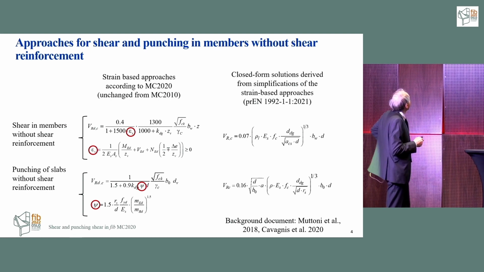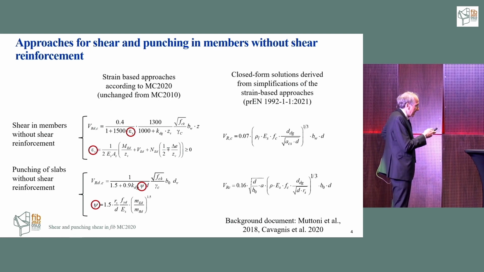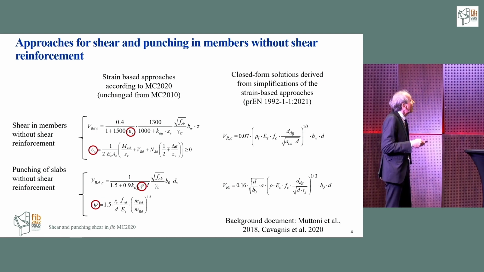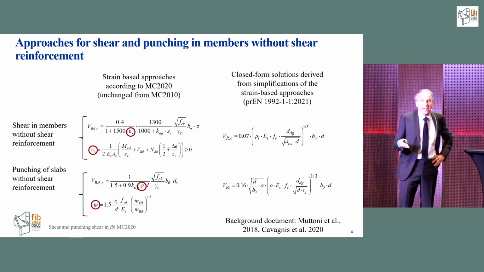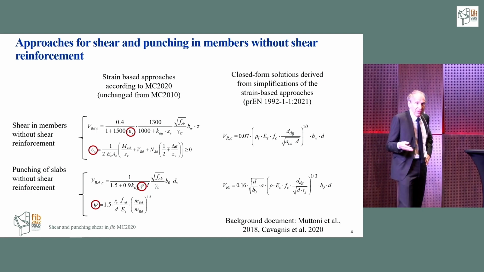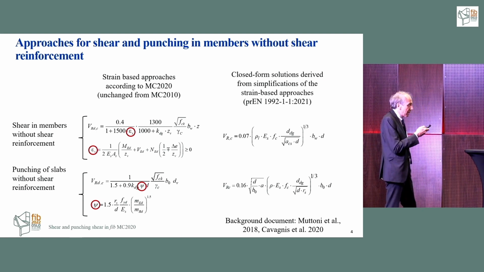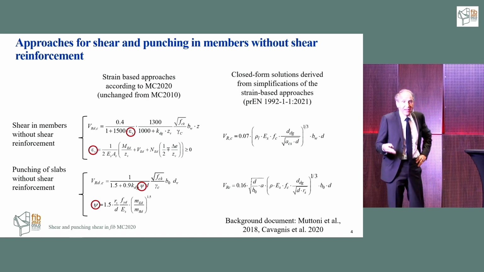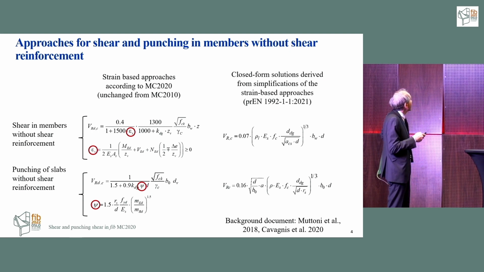Next is whether we keep the strain-based models according to Model Code 2010, or we switch to formulae which look a little bit simpler that can be found in other standards, for instance, in the Eurocode. For instance, in the Eurocode, we have a formula where we can directly calculate the resistance, the shear resistance, for instance, of members without shear reinforcement, just based on the mechanical parameters. And in Model Code 2010, we have strain-based formulae, which means that we calculate the shear resistance for shear or for punching as a function of a strain or of a rotation.